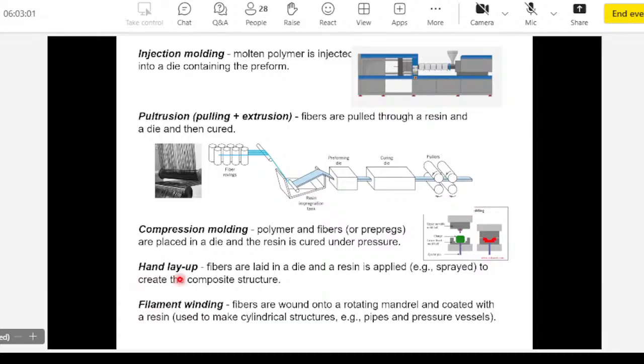And one can also use hand layup procedures to make polymer composites, which means you lay the fibers and manually apply resin, either by spraying or with a brush or other methods. And then filament winding is used mostly to make cylindrical structures of composites, pipes, pressure vessels and tubes. So in this case, fibers are wound on a rotating mandrel, and those fibers are coated with a resin to make the final part after curing.